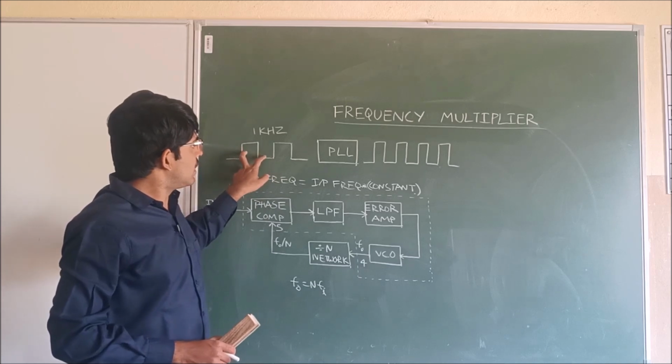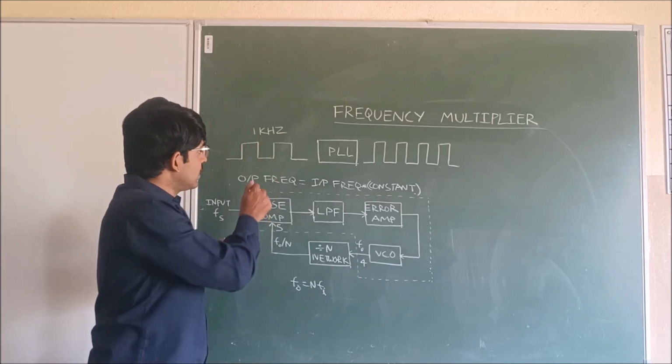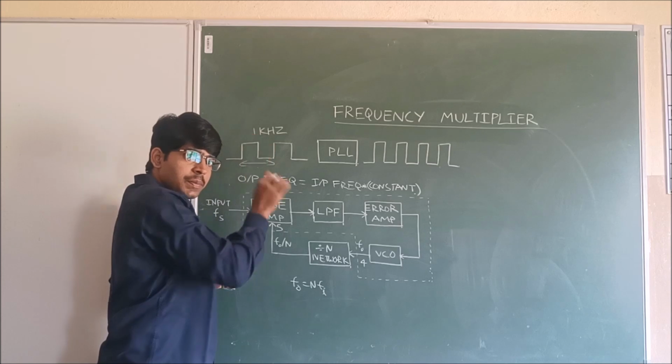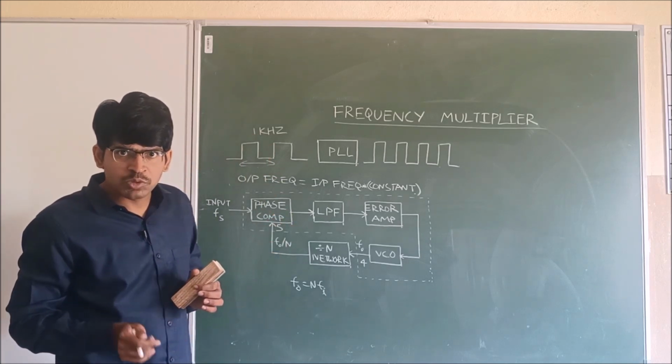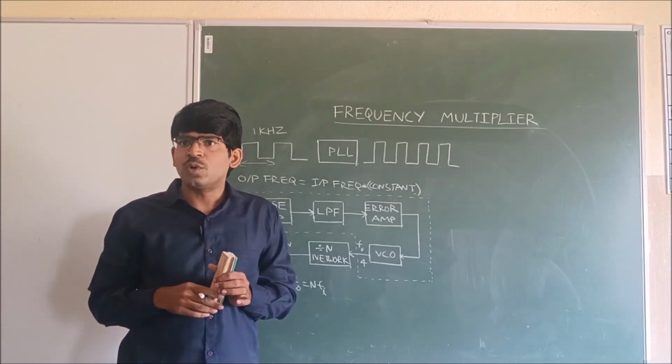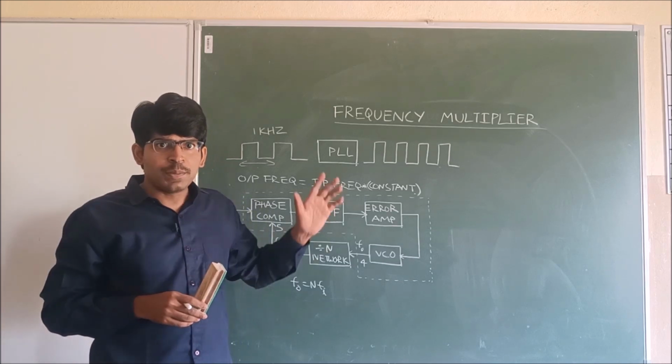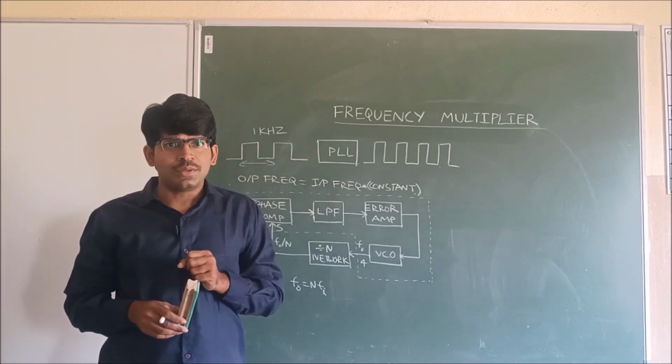This signal is repeating 1000 times per a single second. That is 1 kilohertz signal. And the time period of this signal is 1 millisecond.